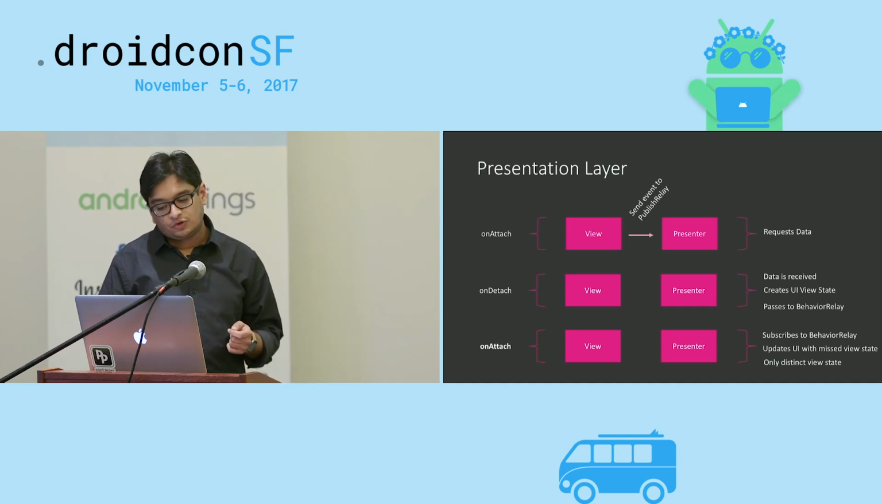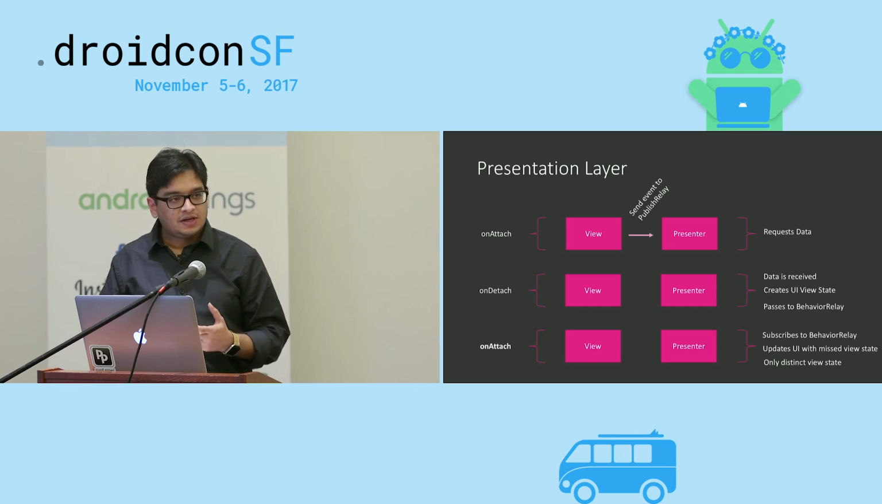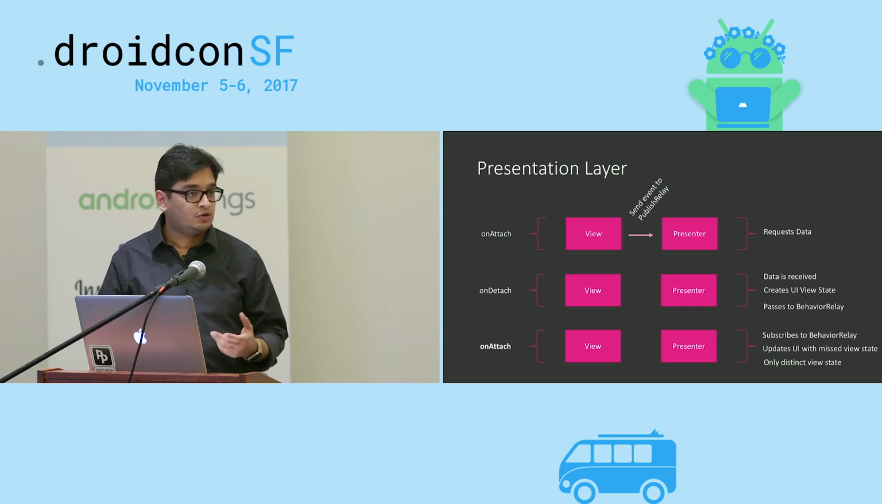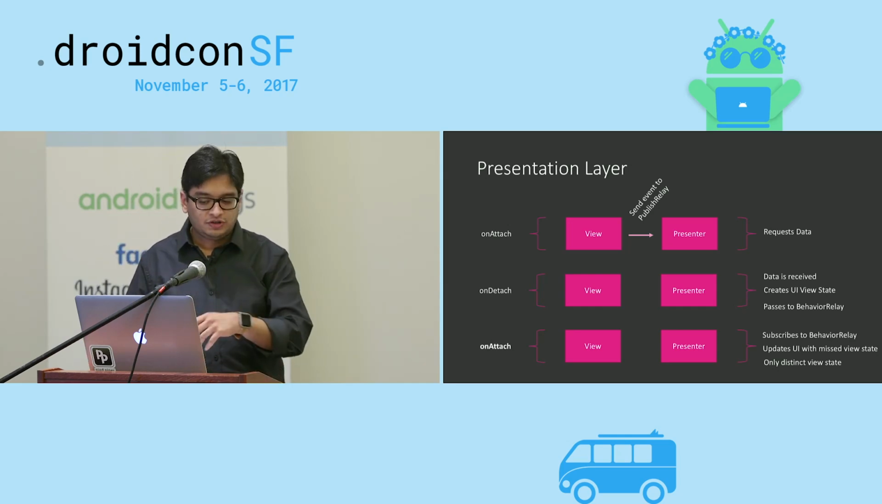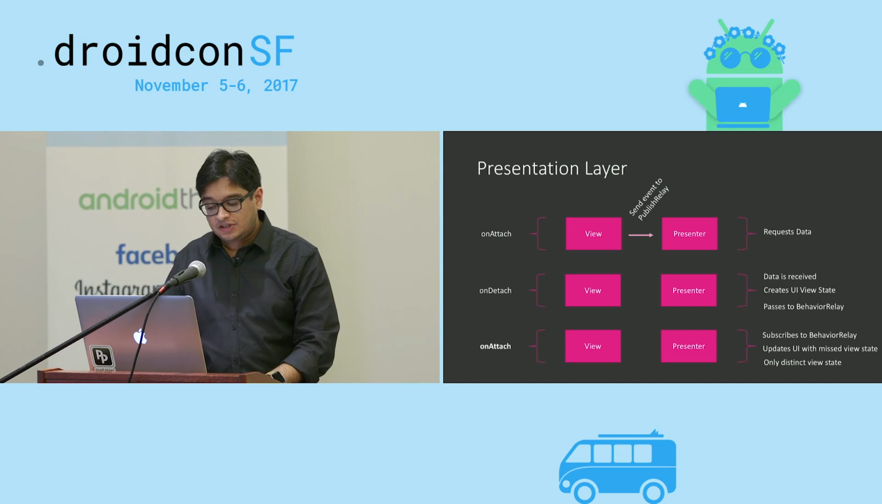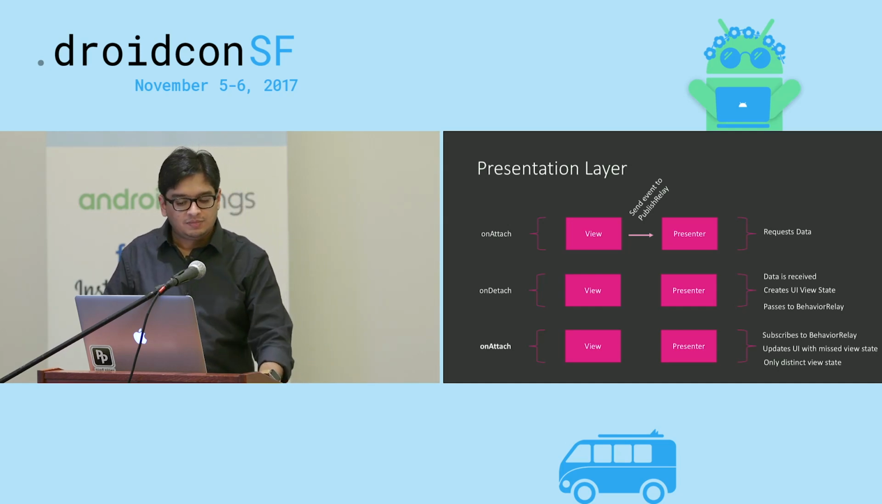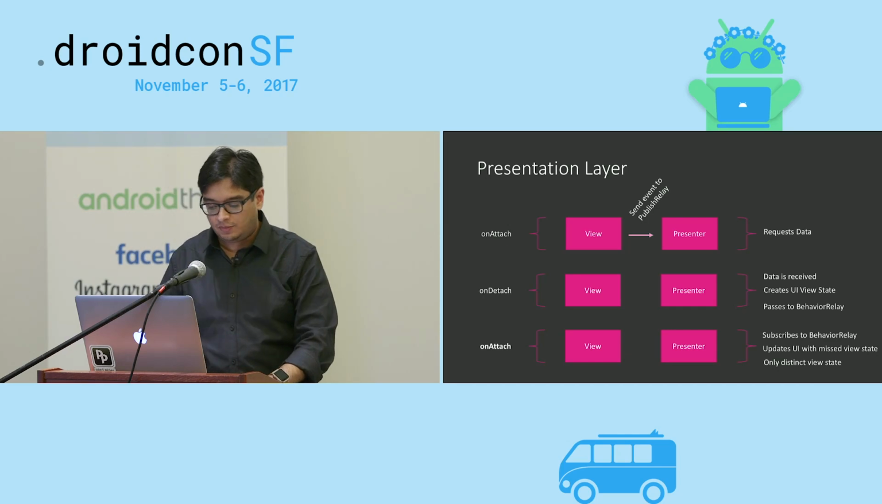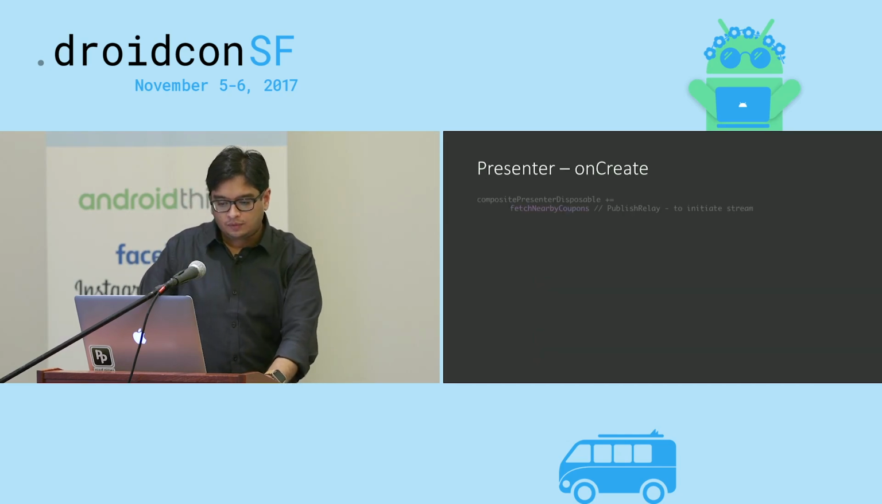So that you don't show any flickering of the UI, right? Say if your API is getting the same sort of data, you don't want to update the UI twice, which could cause a flicker. That's why we use a distinct operator, and we'll see it in the next slides. But the distinct operator makes sure that only what has changed is given out. So let's look at the presenter's onCreate. What really happens here?